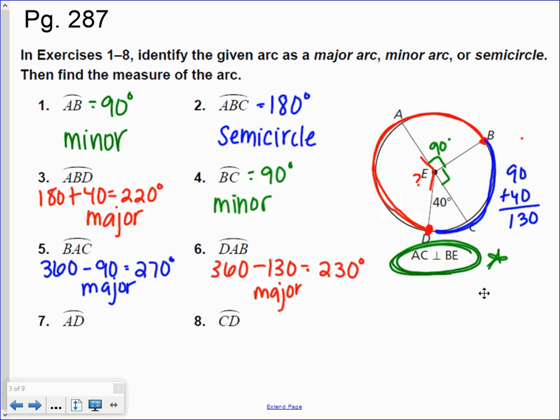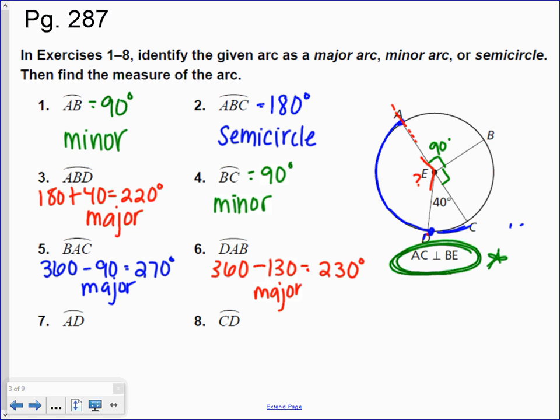You could have found the DA, like I said, so 180 minus 40, and then just add that to 90. Okay, a couple more here. Oh, there you go, AD. This one right here, A to D. Actually, no, let me erase some of this stuff again. It gets a little confusing when I've got too much going on. A to D. A couple different ways to find that.